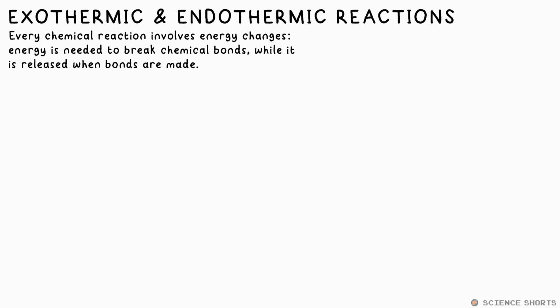Any chemical reaction involves energy transfers, as energy is needed to break chemical bonds, while energy is released when chemical bonds form. Both of these happen in any reaction. If there's more energy released from bonds being made than energy needed to break bonds, we say this is a net energy released, and we should observe an increase in temperature as a result. This is an exothermic reaction.